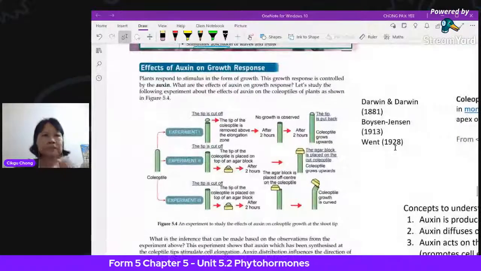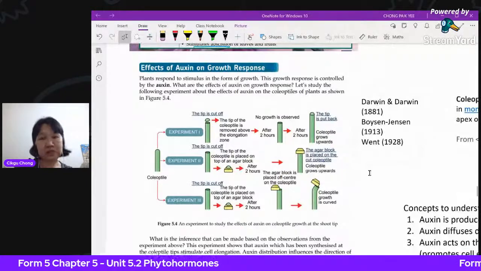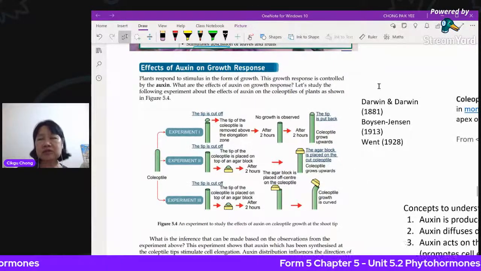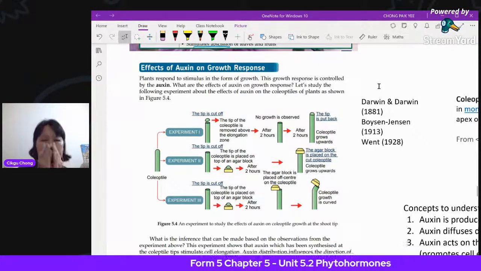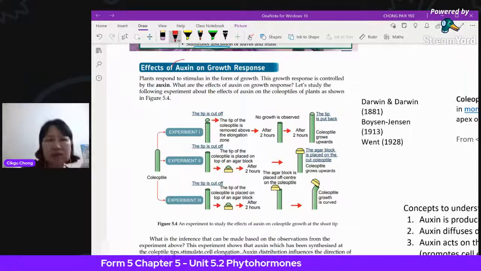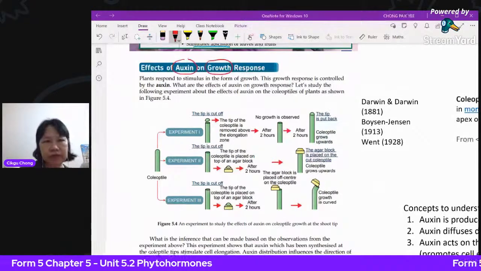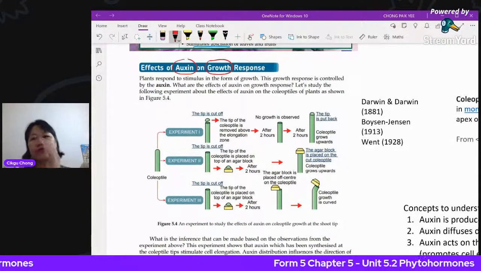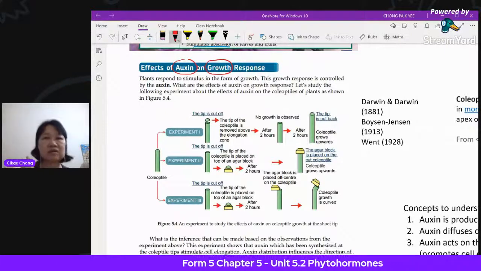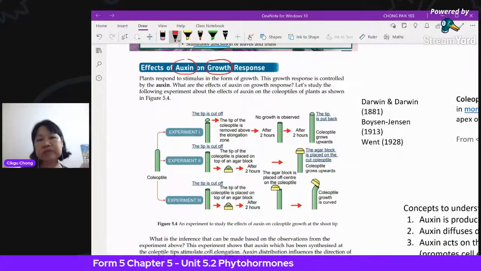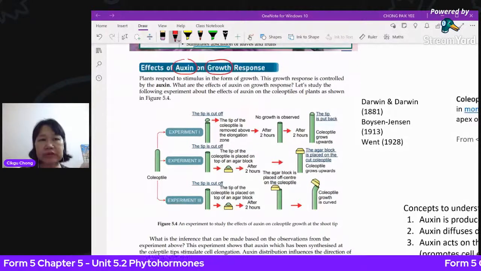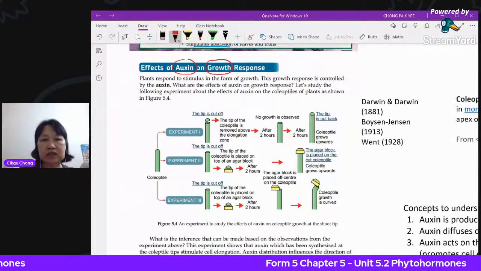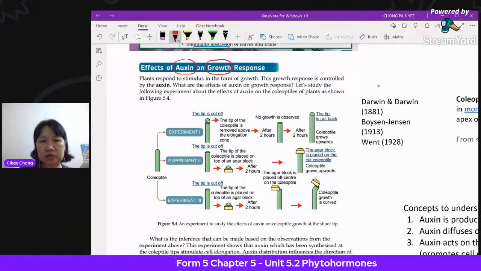Now, this is a famous experiment done many years ago, when they experimented on the effect of auxin. How does auxin affect growth? Later on, they found out auxin also makes the shoot curve towards the sunlight, or the roots grow away from the sunlight. So, I'm going to start a little bit. I know I cannot finish, right? Because short time already. So the growth response is mostly controlled by auxin.